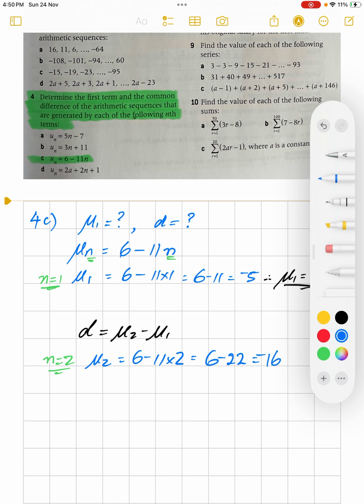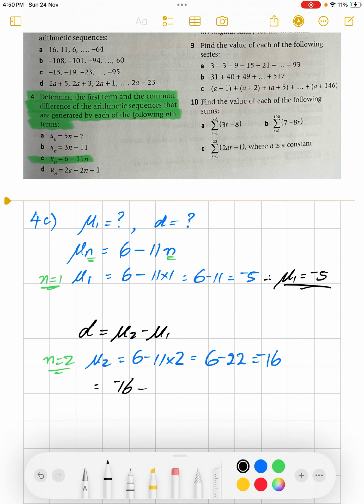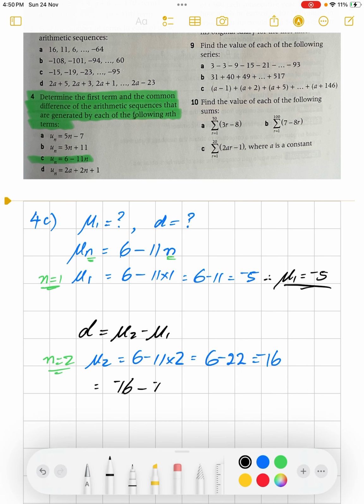Okay, so if it's negative 16, then we can substitute to get our common difference. It's the second term, negative 16, take away the first term, which is negative 5, and so we've got negative 16 plus 5, which is negative 11. Well, there is our common difference, therefore, common difference is negative 11.